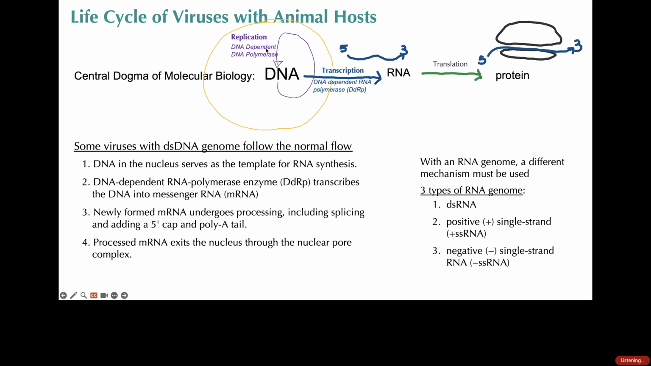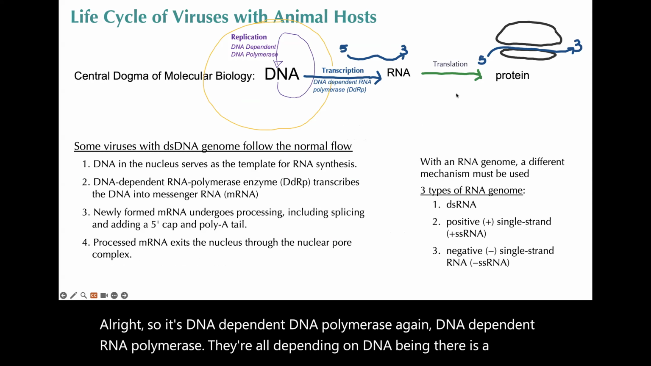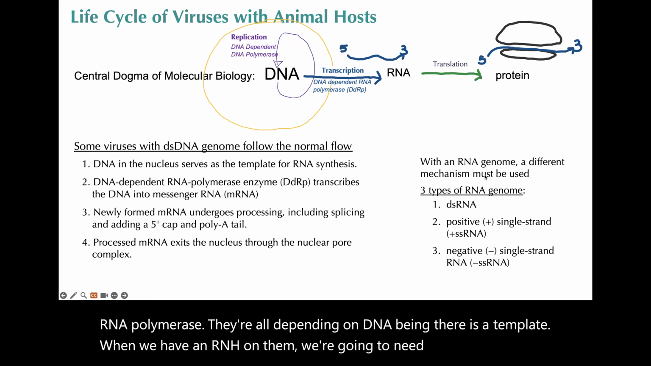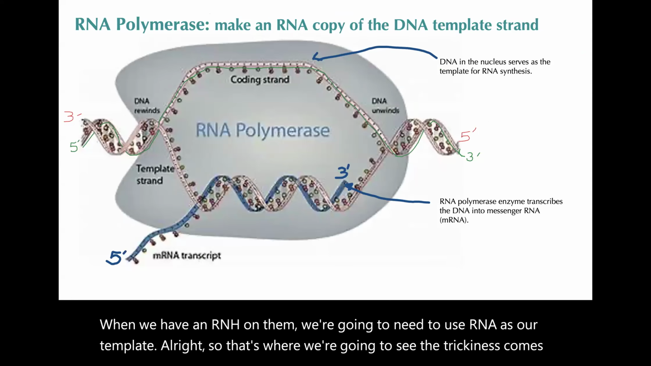All right, so it's DNA dependent DNA polymerase. Again, DNA dependent RNA polymerase. They're all depending on DNA being there as a template. Well, when we have an RNA genome, we're going to need to use RNA as our template. So that's where we're going to see the trickiness comes in.